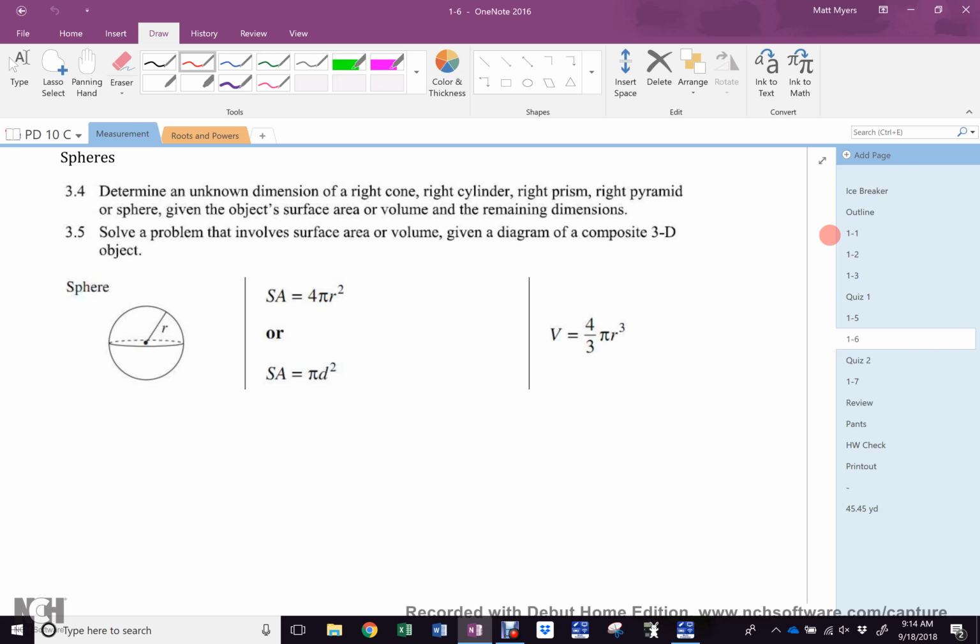All right, Preston. There are perfect spheres in theory. They do not exist in the world. A basketball is an example of it. Chances are it's not perfect.